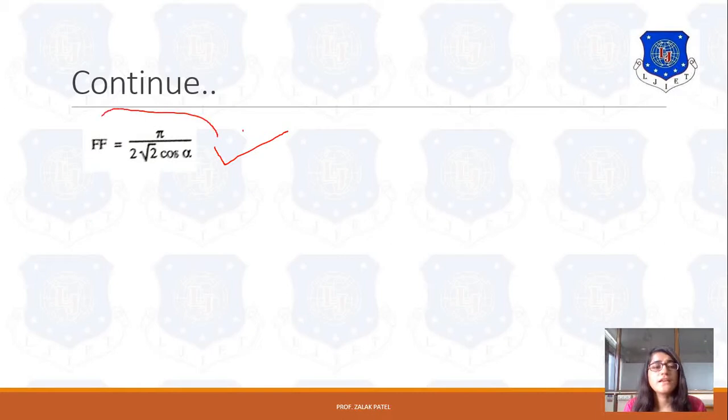From the exam point of view, you have to remember all the final equations of form factor as well as RMS, VLDC or the other parameters that we are going to discuss in this session.